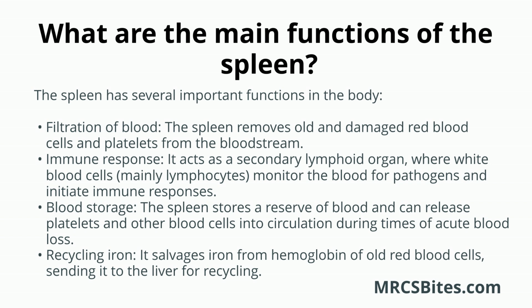Blood storage. The spleen stores a reserve of blood and can release platelets and other blood cells into circulation during times of acute blood loss. Recycling iron. It salvages iron from hemoglobin of old red blood cells, sending it to the liver for recycling.